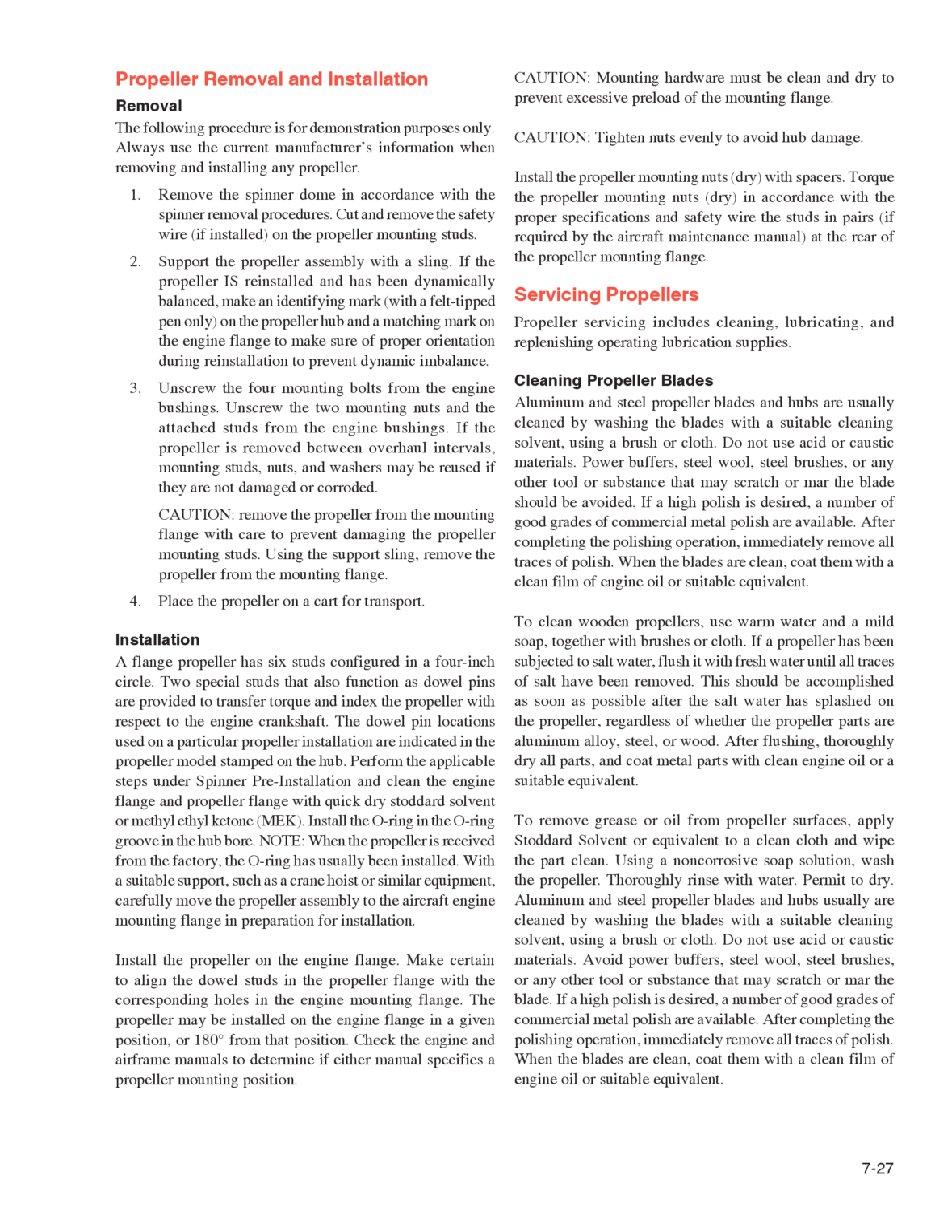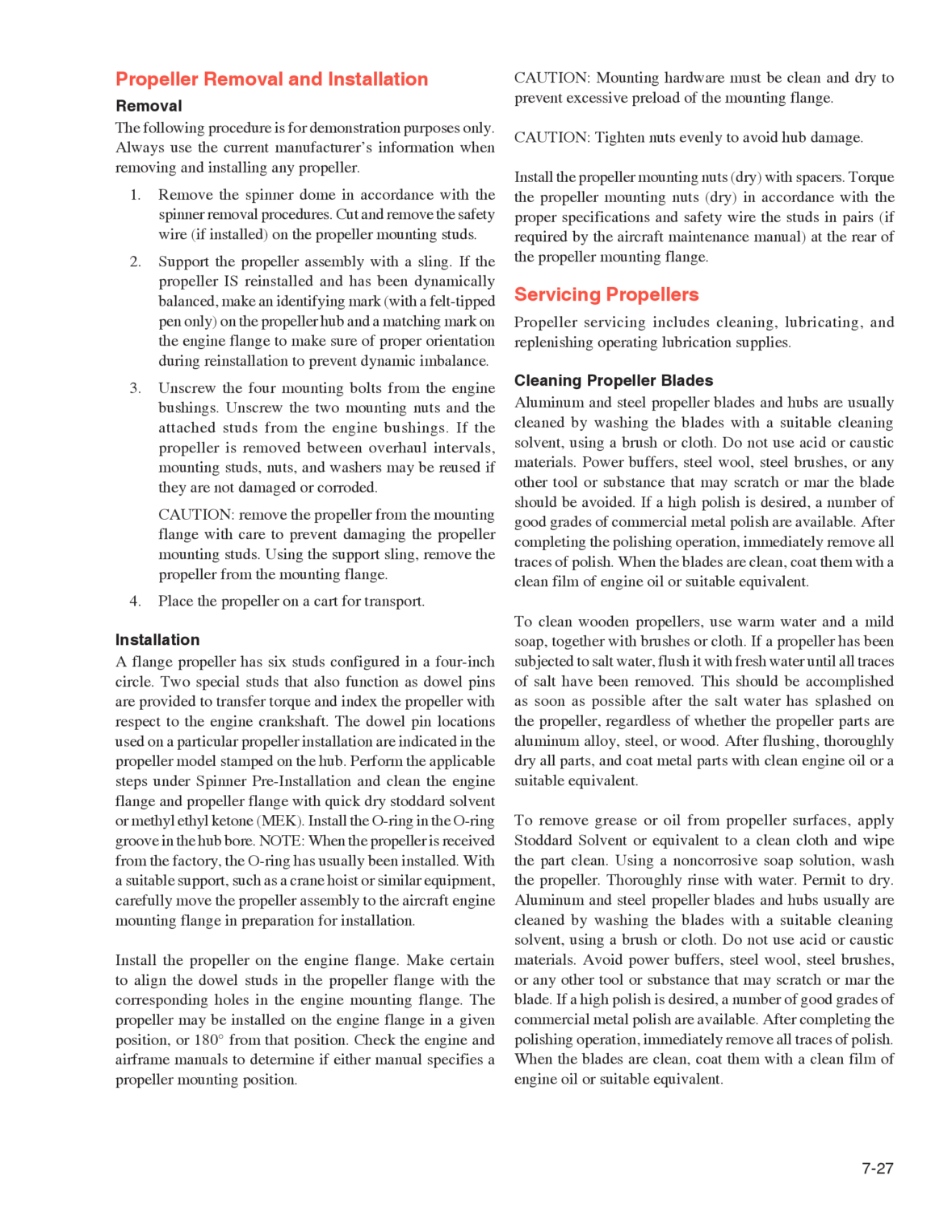Install the O-ring in the O-ring groove in the hub bore. Note, when the propeller is received from the factory, the O-ring has usually been installed. With a suitable support, such as a crane hoist or similar equipment, carefully move the propeller assembly to the aircraft engine mounting flange in preparation for installation. Install the propeller on the engine flange.